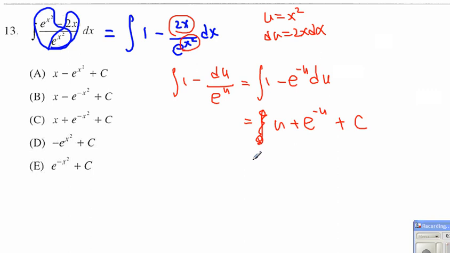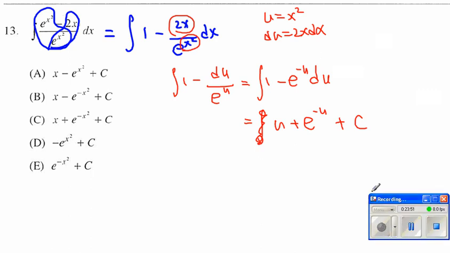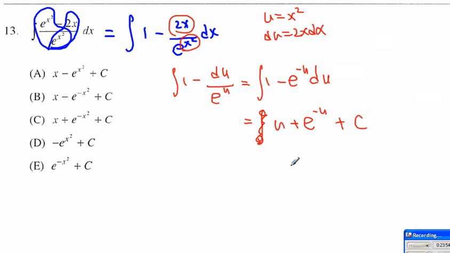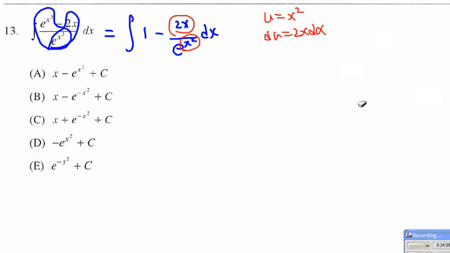Now, by plugging in everything back, we will realize, oops, I'm sorry, I made a silly mistake here. I was supposed to separate them, but I didn't. So I will be starting from here once again. So I'm going to erase this portion. Okay, so sorry about that.